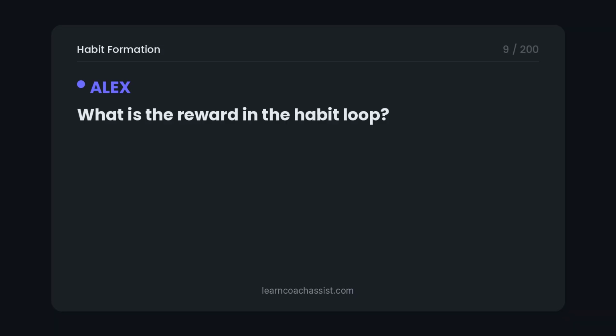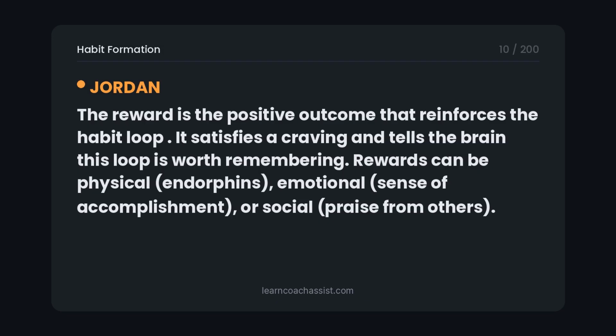What is the reward in the habit loop? The reward is the positive outcome that reinforces the habit loop. It satisfies a craving and tells the brain this loop is worth remembering. Rewards can be physical, endorphins; emotional, sense of accomplishment; or social, praise from others.